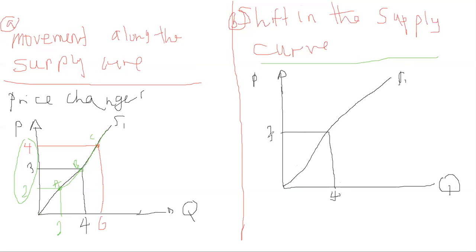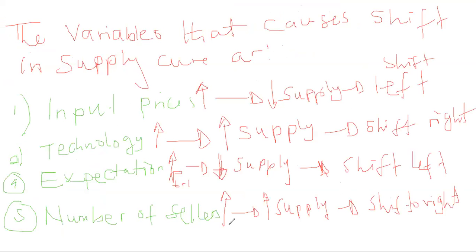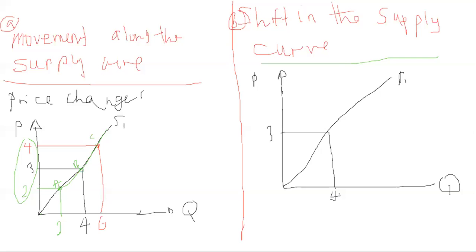So let's assume that the number of sellers increases. We said that if the number of sellers increases, supply will increase. And when supply increases, we said shift to the right. So meaning that this supply curve here will shift to the right. It will come out like this. So we can take another color and represent it. Because of the increase in the number of sellers, the supply curve shifts to the right.